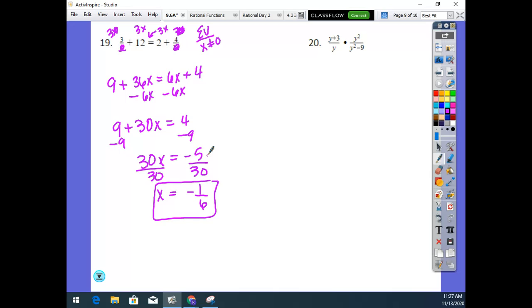Number 20 is pretty straightforward. I just need to factor my difference of squares, y plus 3, y minus 3. Remember, y squared is just y times y. So this plain y cancels out this plain y. The y plus 3 cancels. And I'm left with y over y minus 3.